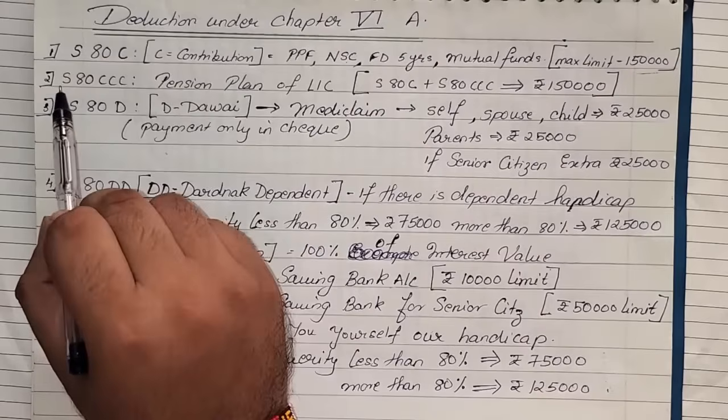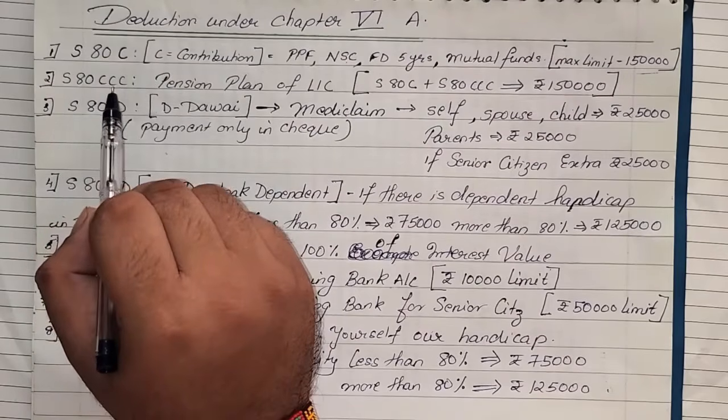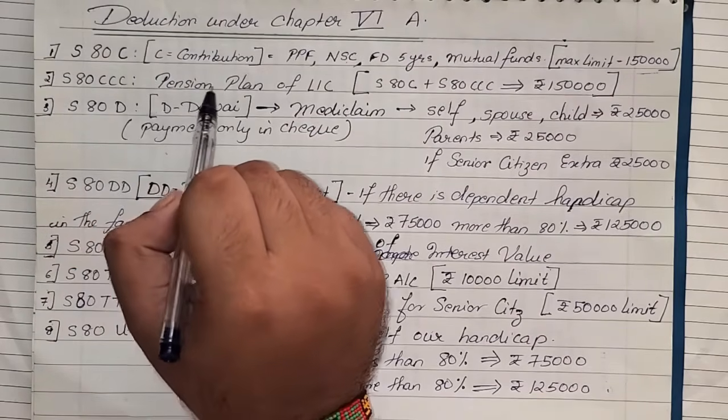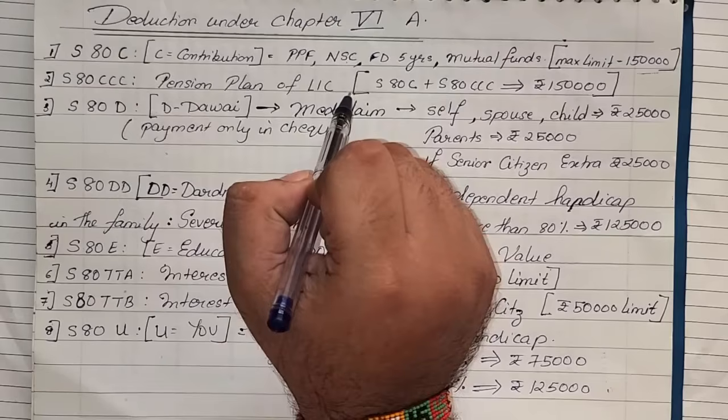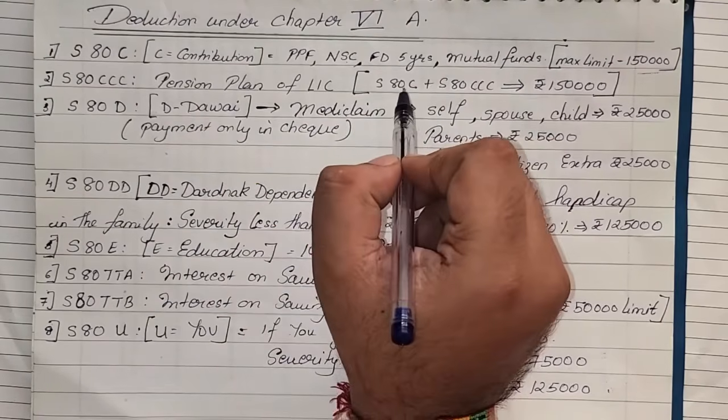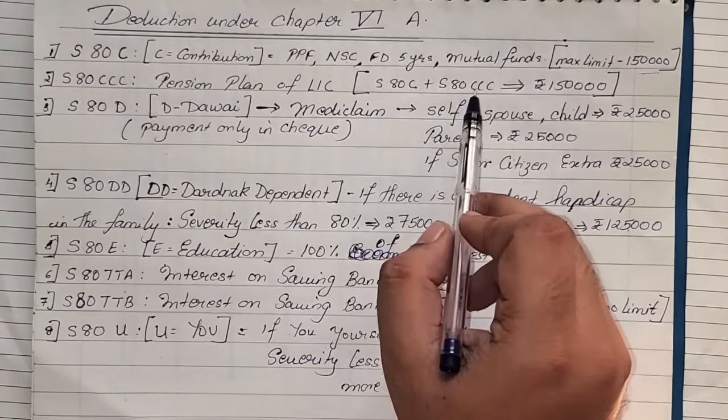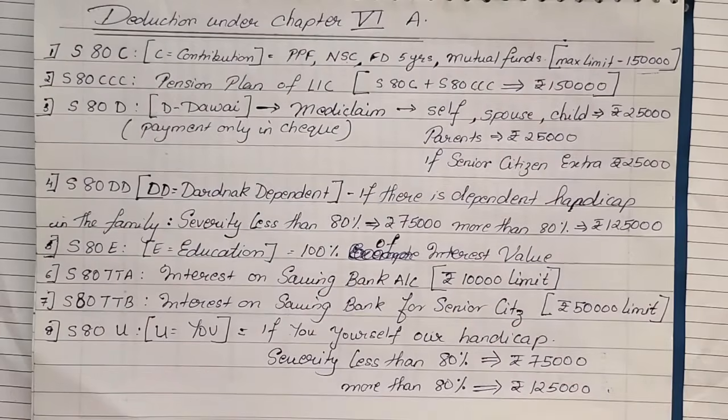The second is section 80CCC. In 80CCC, only one thing will be there, that is the pension plan of LIC. Now remember, section 80C plus 80CCC together should be 1,50,000. You cannot ask for an amount more than 1,50,000. The total deduction that can be asked under 80C and 80CCC together or individually is also 1,50,000.